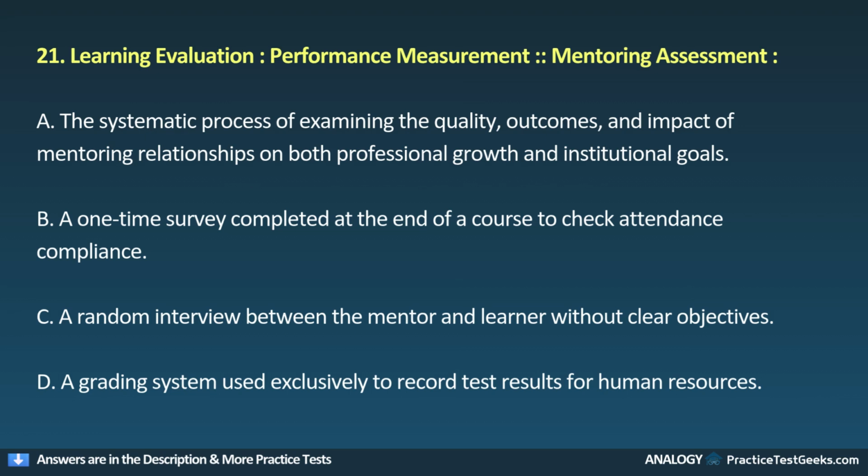A. The systematic process of examining the quality, outcomes, and impact of mentoring relationships on both professional growth and institutional goals. B. A one-time survey completed at the end of a course to check attendance compliance. C. A random interview between the mentor and learner without clear objectives. D. A grading system used exclusively to record test results for human resources.